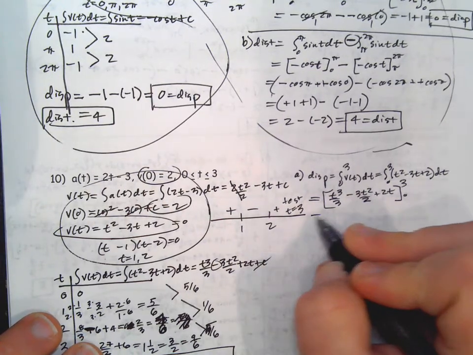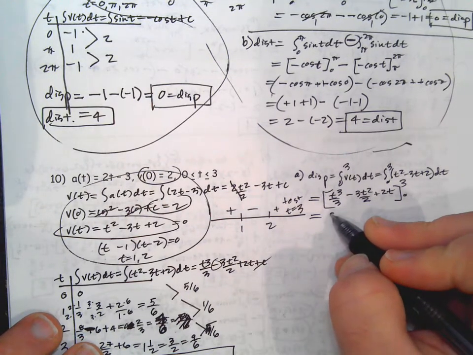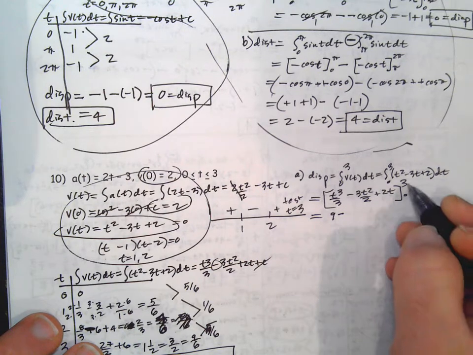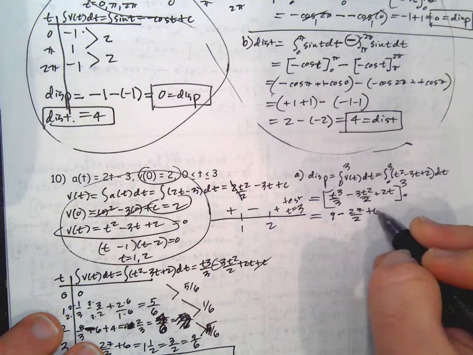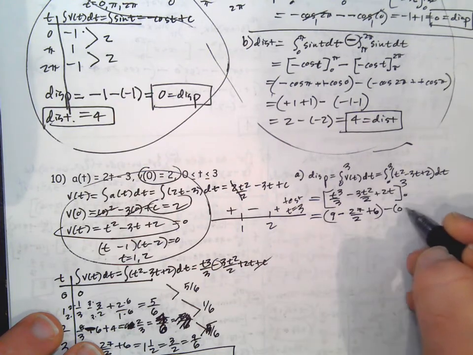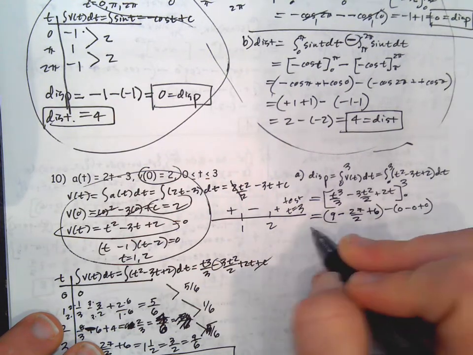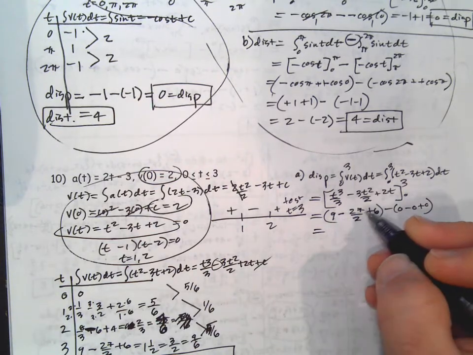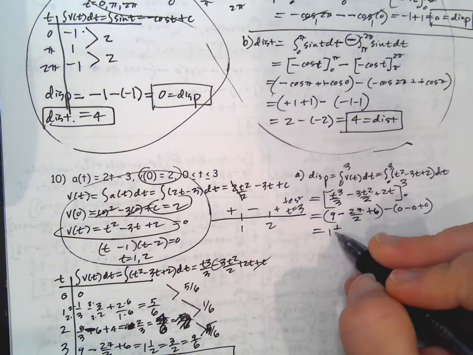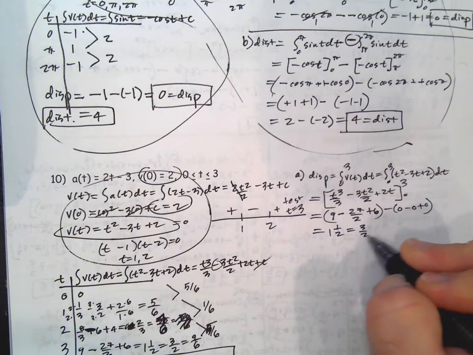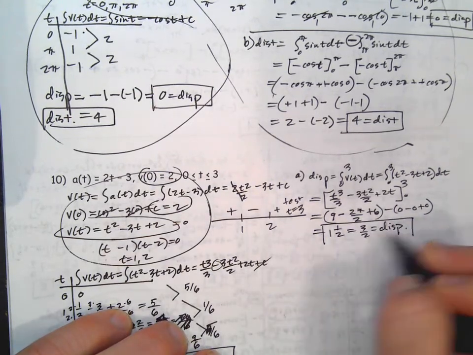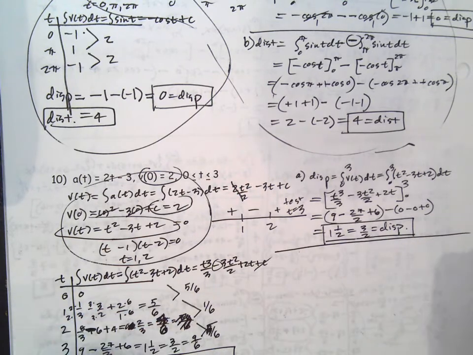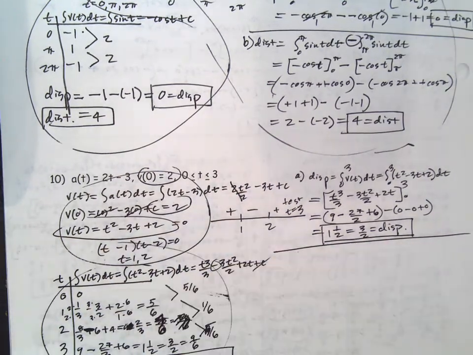So you're going to get 27/3 is 9, minus, plug 3 in here, 27/2 plus 6. You can plug 0 in, and that's luckily nice. So this is going to be 15 minus 13/2, which is 1.5, or 3/2. So you could do the displacement that way. It was kind of cool just using the table we were making for distance and using this one table for both of them.